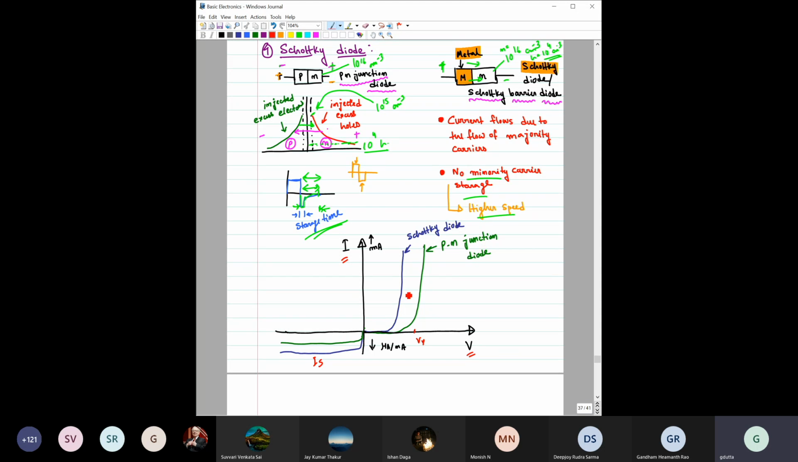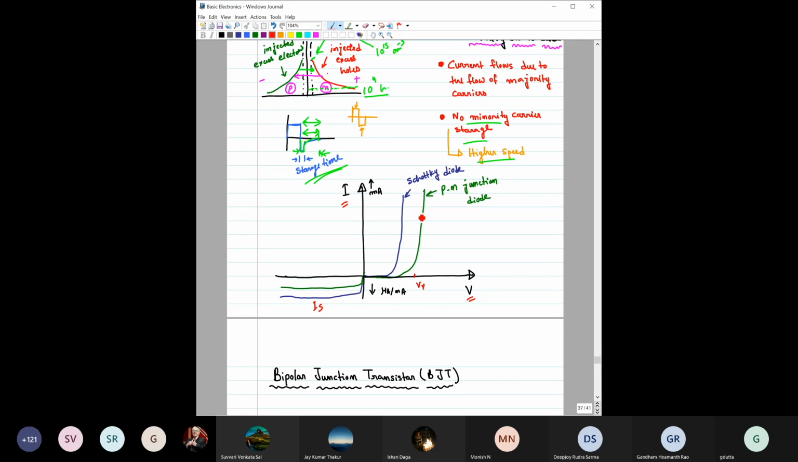So from this you can see that using both Schottky and PN junction diodes, you are getting rectifying characteristics. It does mean that by using a Schottky diode as well, you would be able to get rectification. You can use it in a half wave rectifier or full wave rectifier. You should be able to make that, right? Okay.